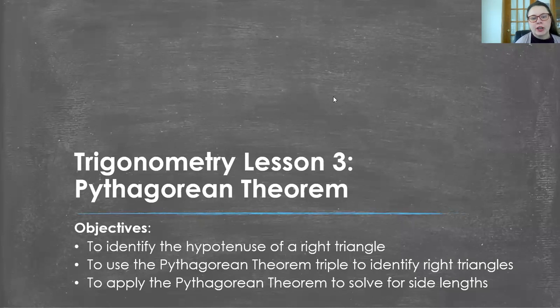In this lesson, we're going to look at Pythagorean theorem. So our goals today are to identify the hypotenuse of a right triangle, use Pythagorean theorem to identify right triangles, and apply Pythagorean theorem to solve for side lengths. So we've got three main objectives. All of them are quite simple. This is a little shorter lesson, a little bit of algebra involved, but I think it should go fairly straightforward for you.